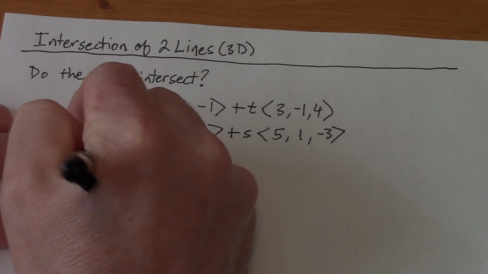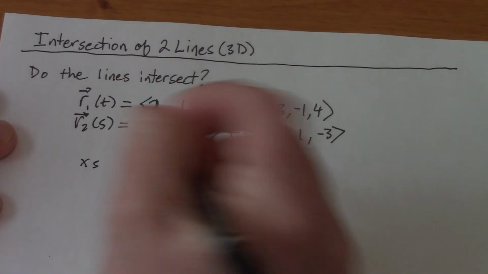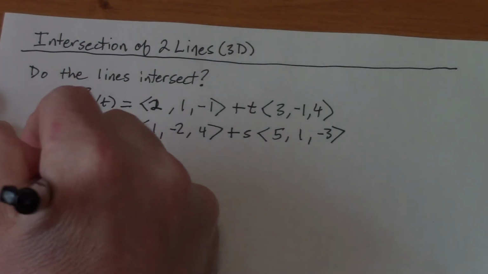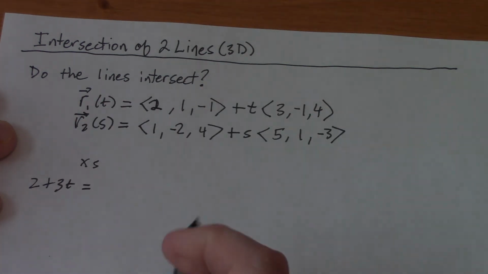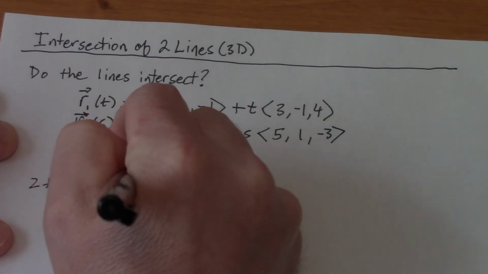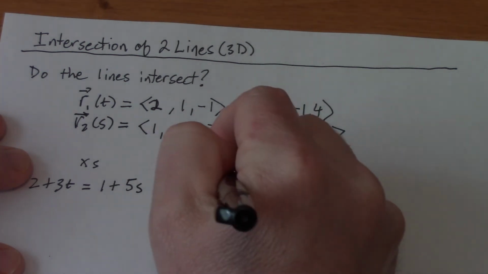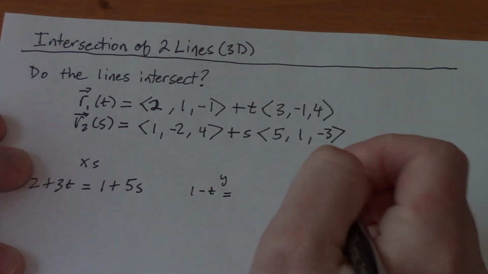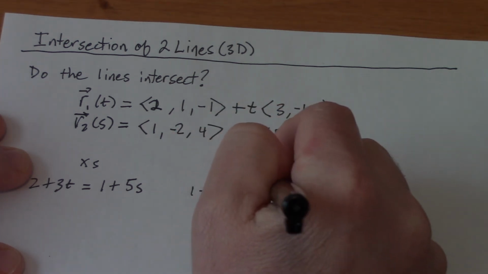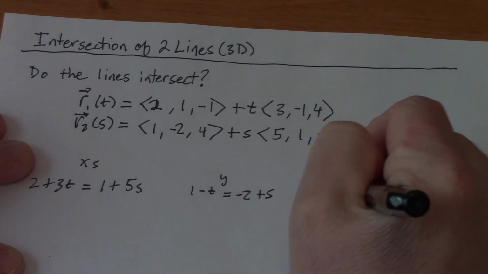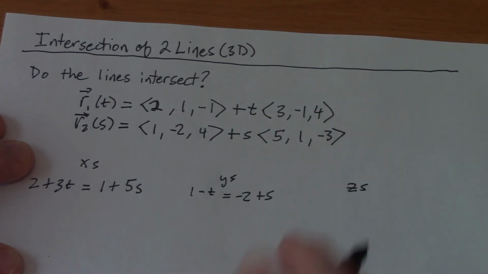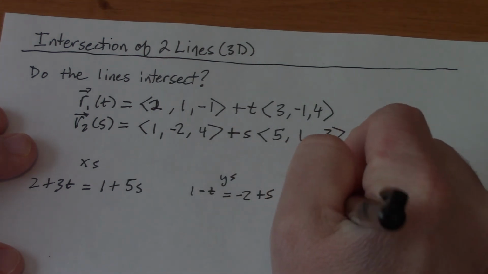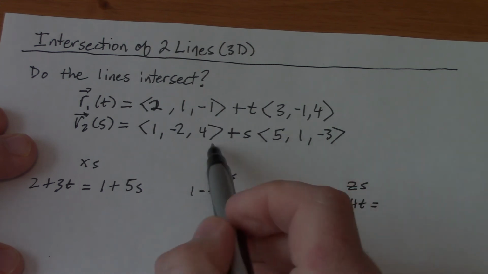So the easiest way to do this is we get our x's and we read our equations off. So that's in the top equation, that's 2 plus 3t equals 1 plus 5s, sorry. Okay, and then we have our y equations, and that's 1 minus t equals negative 2 plus s. And then we have our z equation, and the z equation is minus 1 plus 4t equals 4 minus 3s.